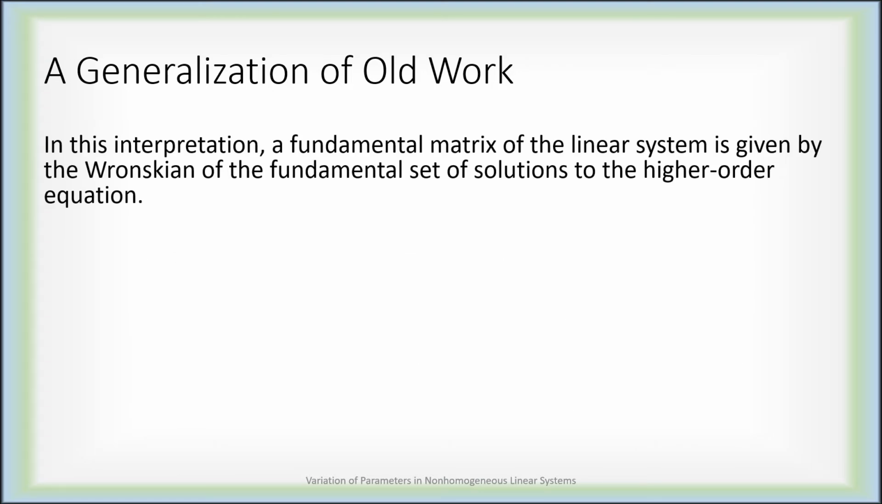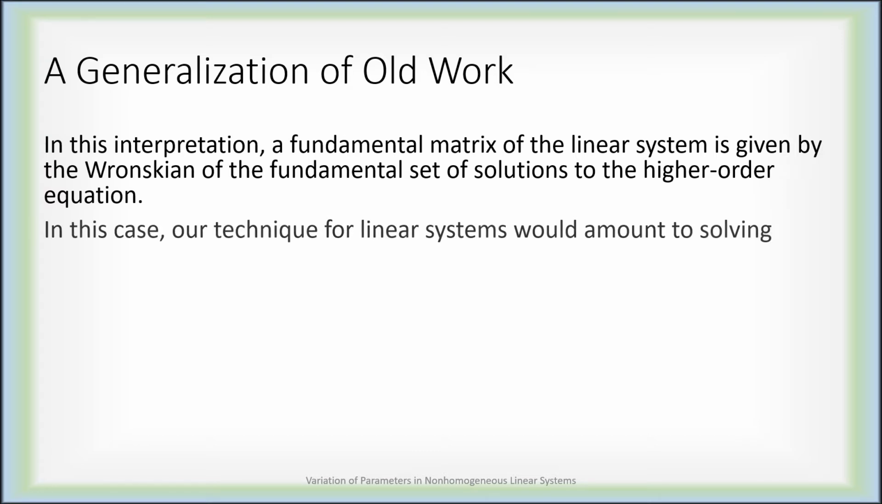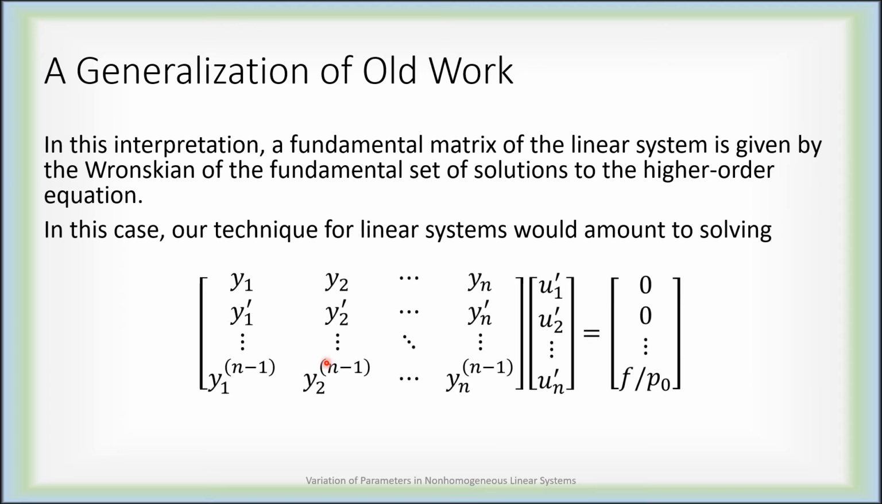In this interpretation, a fundamental matrix of the linear system is given by the Wronskian of a fundamental set of solutions to the original higher order equation. Therefore, our technique for linear systems would actually amount to Wronskian, aka fundamental matrix, times an unknown column of derivatives equals forcing function. So here we have the fundamental matrix for the system, which is just the Wronskian for the original, times a column of unknown derivatives equals the forcing function.